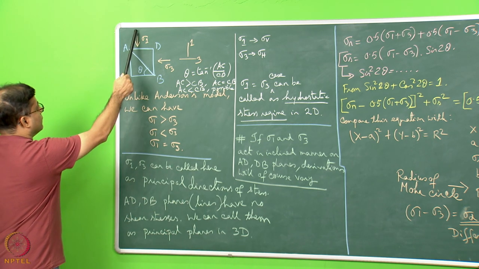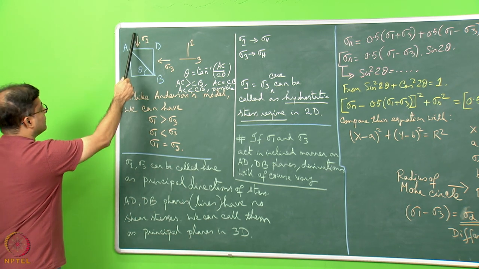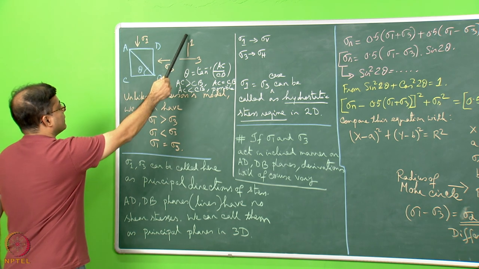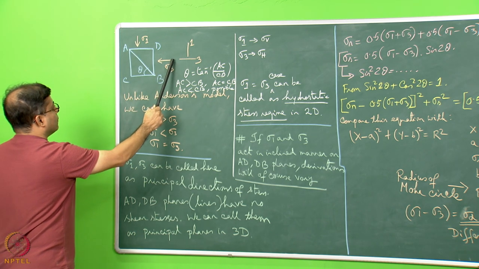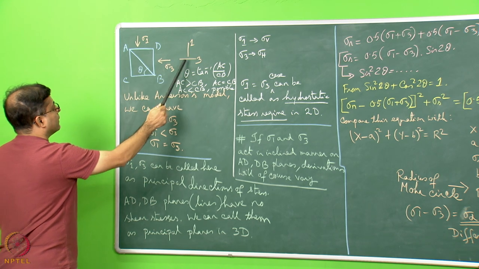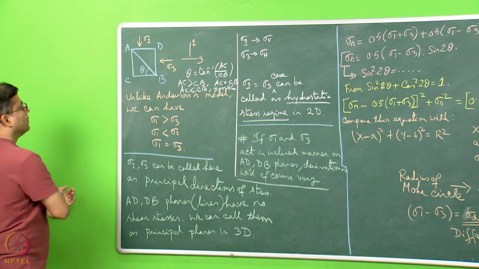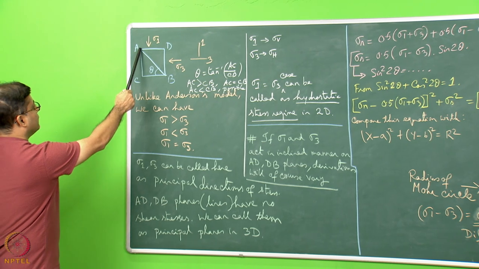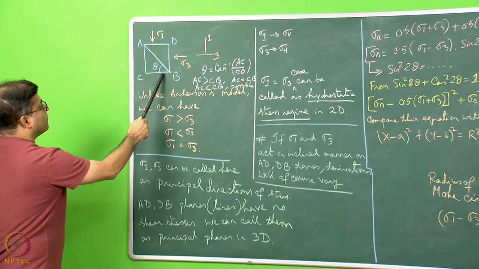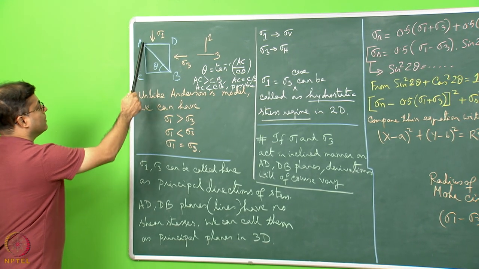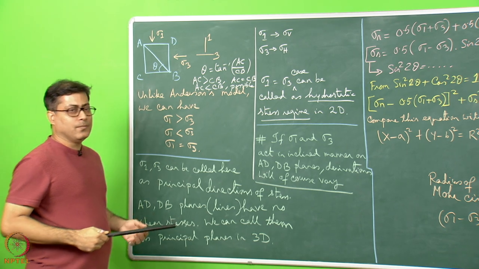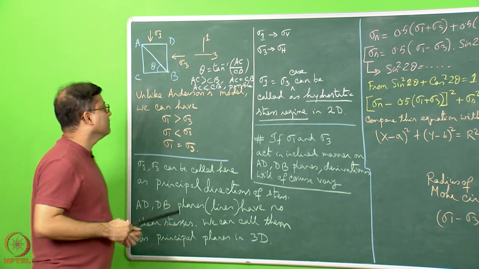Since along this line sigma 1 was acting, I can call it the axis 1. Since along this line sigma 3 was acting, I can call this the axis 3. We can see in this diagram tan inverse AC divided by CB can be called the theta, dip of the AB plane, or in this case the plunge of the AB line.